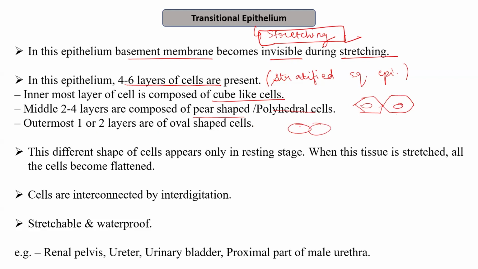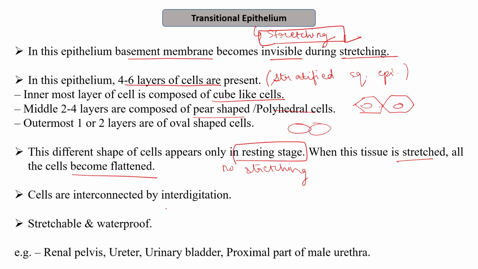So they have different types and shapes of cells represented in different layers, and the different shapes of the cells appear only in the resting stage when there is no stretching. When the tissue is stretched, all of them become flattened. So you cannot visualize the different shapes of the cells when the tissue is in the stretched condition. While if it is in the resting stage, you can clearly see many different types of cells that are cuboidal, polyhedral and oval in shape.